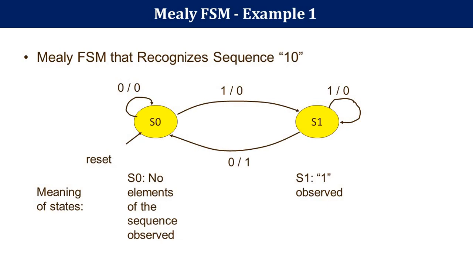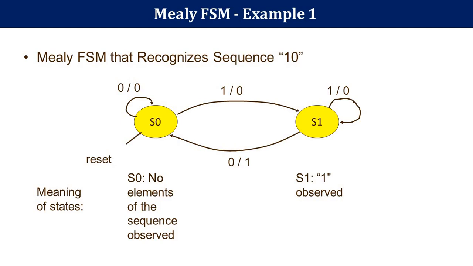This is the state diagram for the Mealy FSM. Here the Mealy FSM recognizes the sequence 1 0, meaning we have taken the same sequence. The only change is that here we will require a lesser number of states compared to the Moore machine. In the first state, S0, no elements of the sequence are observed or detected.